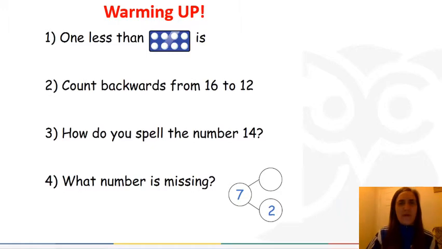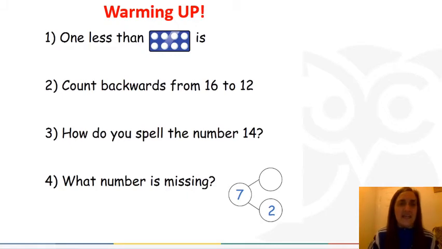Let's get warmed up. Can you go like this? Warm up those fingers. Boop, boop. I'm ready. Okay, you are ready for maths.